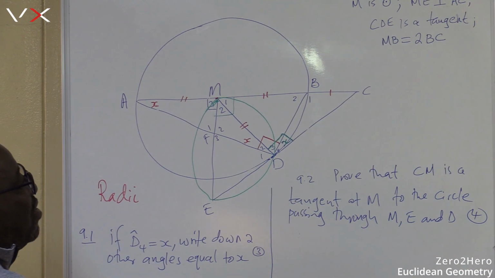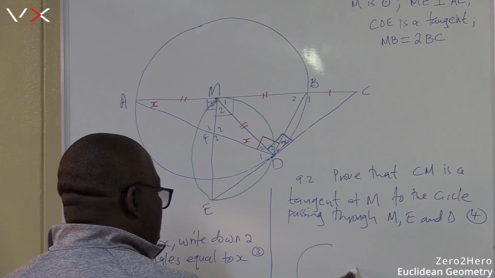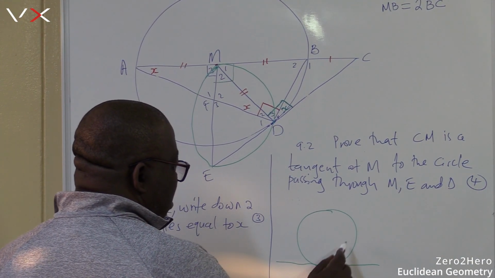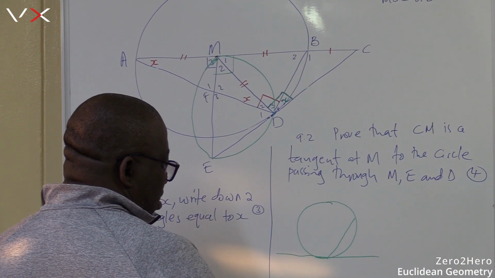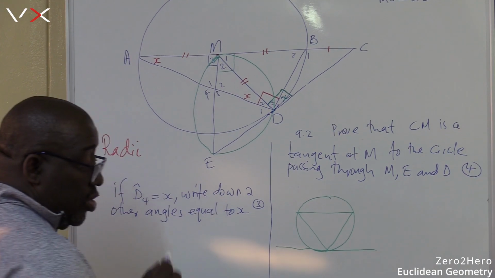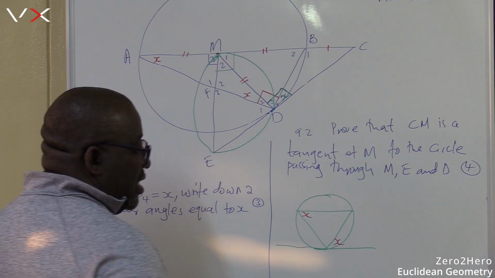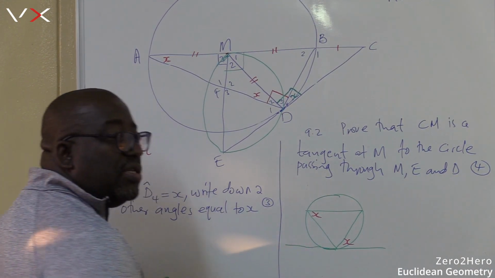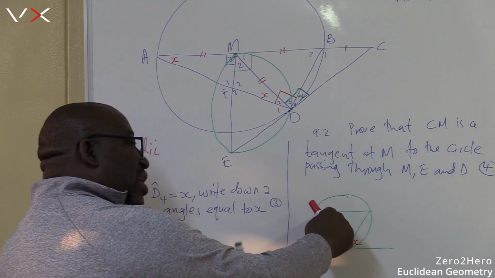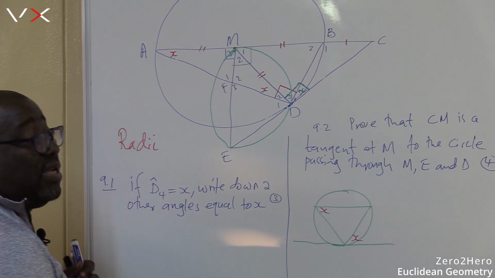The question is, I've got to prove that this is a tangent. Now watch here. If I have something like this, I've got a line here. I don't know what this line is. I've got another line there, which is a chord. Now watch here. If this angle here is equal to that angle there, definitely this line will be a tangent, because it is the angle between a chord and a tangent that will be equal to the angle in the alternate segment.